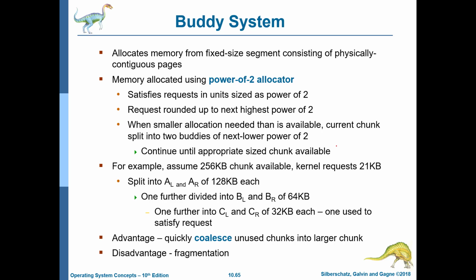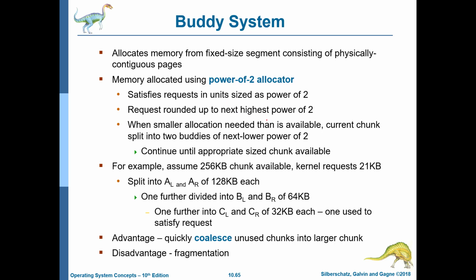One such approach is the buddy system, where we allocate memory from fixed size segments that consist of physically contiguous pages. The key idea of the buddy system within the kernel is the power of two allocator, which means it satisfies requests where the size of the memory requested is a power of 2. If that is not the case, we can always round up the request to the next highest power of 2.